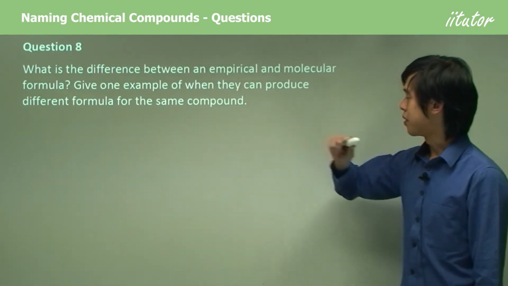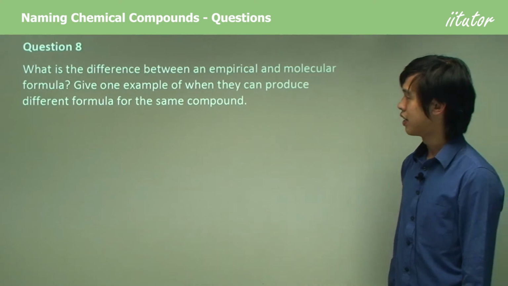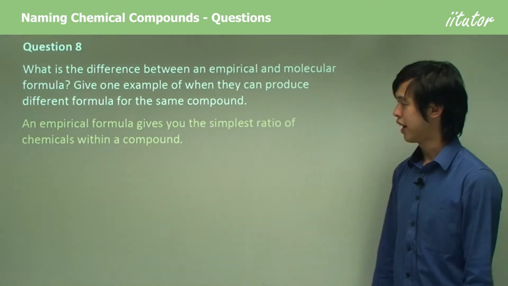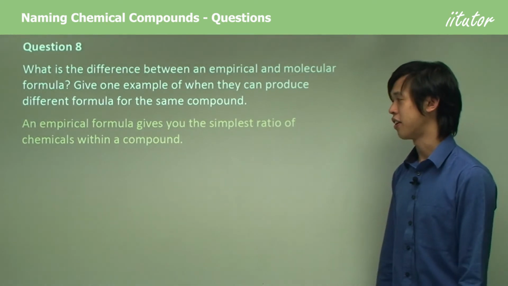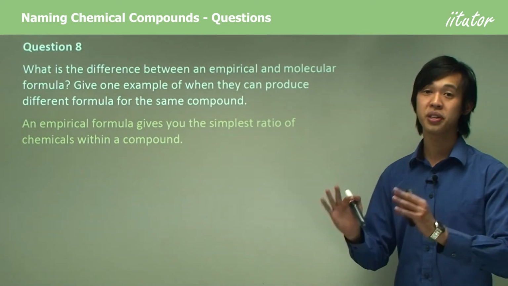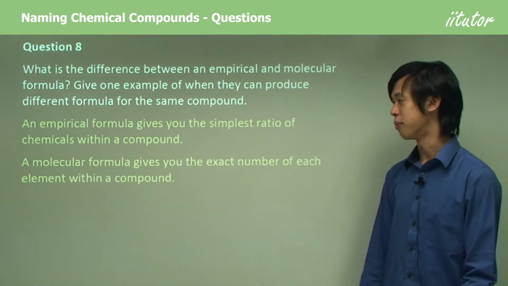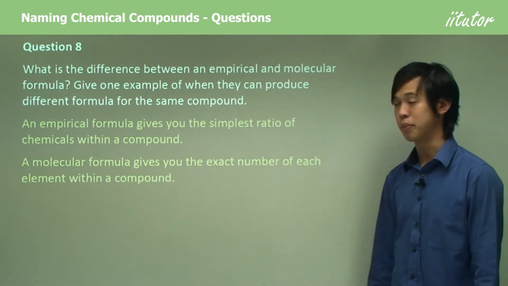So what is the difference between an empirical and molecular formula? And give one example of when they can produce different formulas for the same compound. An empirical formula gives you the simplest ratio of elements within a compound. So the lowest numbers that still maintain the ratio of elements. A molecular formula gives you the exact number of each element within a compound.